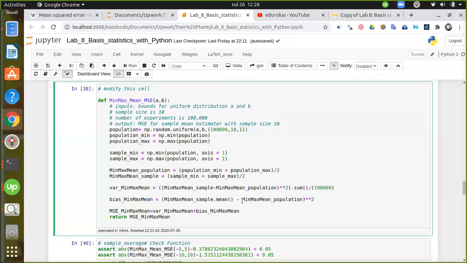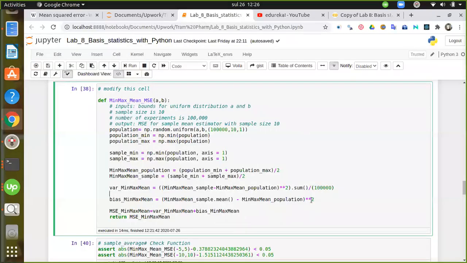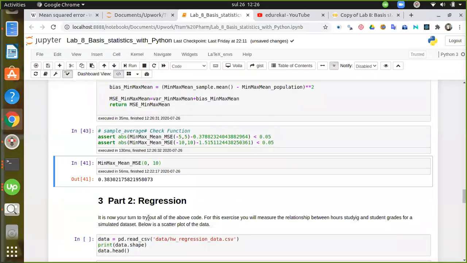Okay, I understand now. And then I subtract this one, the true value. While it is down, I take all of this to the power 2. It is the bias. And I make the sum of these two values and return the result. Yes, I see now.